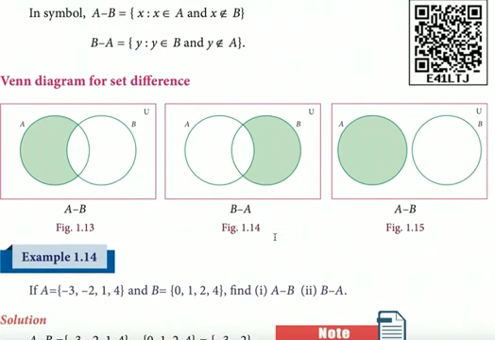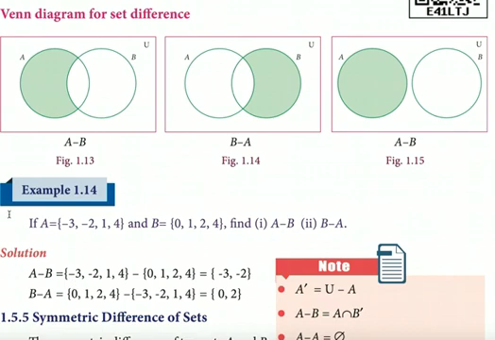It's clear if you look at the Venn diagram. See the Venn diagram. A minus B is this. B minus A is this. So A minus B in this case is only A because there are no common elements.